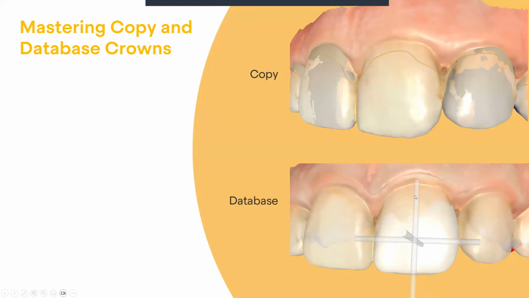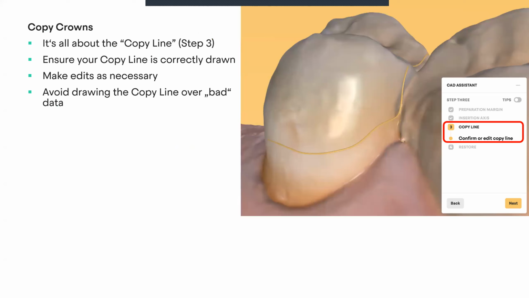And there's a couple of tips and tricks here, okay? So first of all, when it comes to copy crowns, the trick is that it's all about the copy line. That is step 3. I'm going to show you this live, so we're going to take a look at this in the software, but just to get these concepts into your mind, okay? The first step is, when it comes to copy crowns, it's all about the copy line. That's the most important piece of designing your copy crown. Second, ensure that your copy line is drawn correctly. I'm going to show you how to do that here in a few seconds. Make any edits as you see fit, and definitely avoid drawing the copy line over bad data.